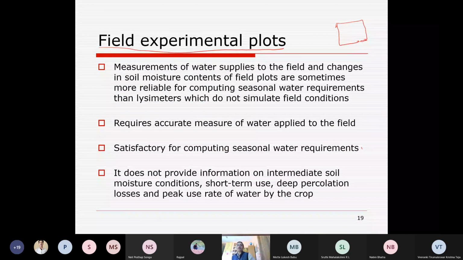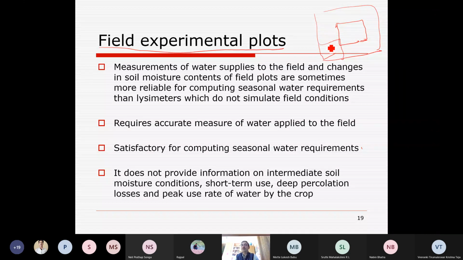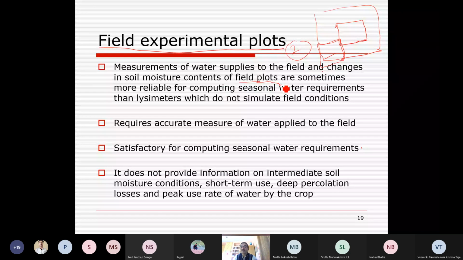Now, the second method after lysimeter is field experimental plots. In a farm area or research farm, a small area is taken as an experimental plot. It is well managed and maintained so that it is not affected by any other condition when measuring evapotranspiration. So field experimental plots is the second method of ET measurement. Measurements of water supply to the field and changes in soil moisture content of the field plots are sometimes more reliable for computing seasonal water use. Lysimeter gives you information on a daily time scale.